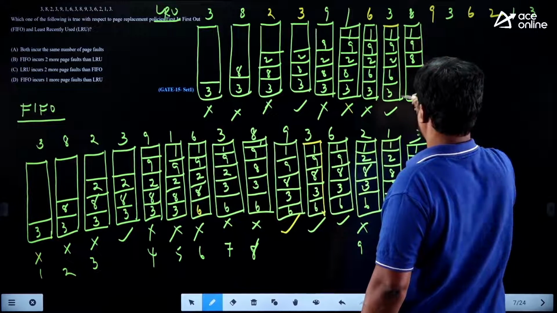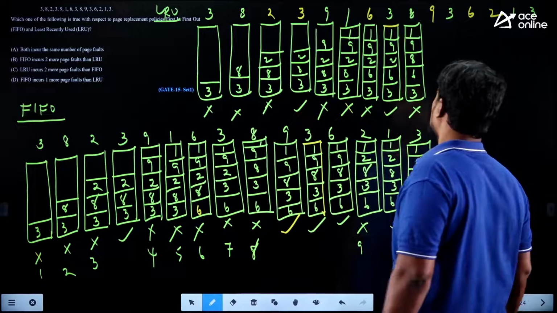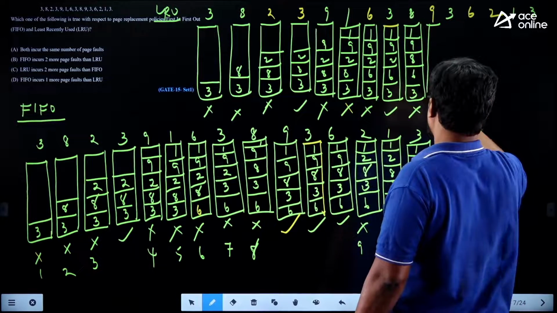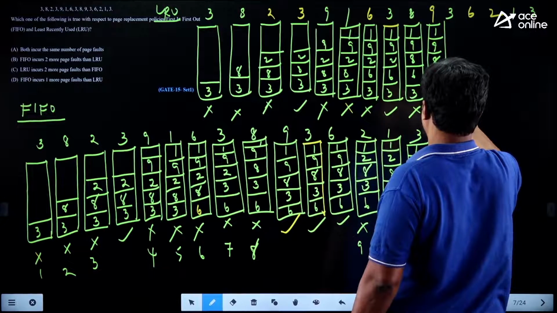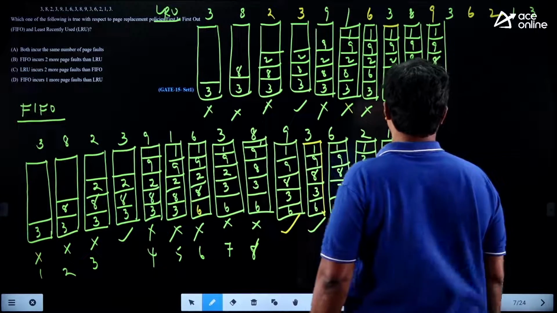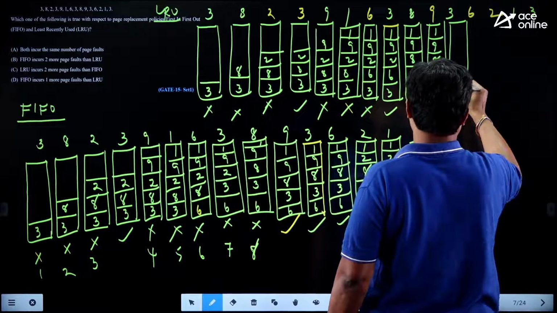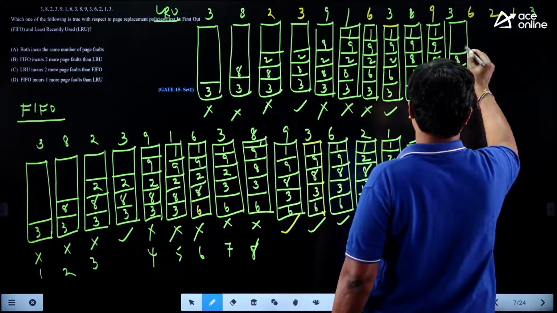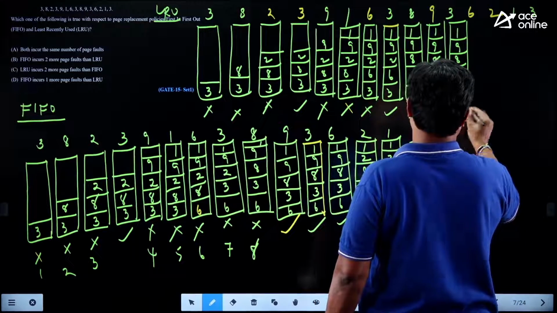So 9, 1, 6 and 3. This is a page fault. Now 9 is already there in the main memory, right? So 1, 9, 8, 6 and 3, it is a page hit. Now the CPU is willing to access page 3, but page 3 is already there in the main memory: 3, 6, 8, 9 and 1. So this is a page hit.